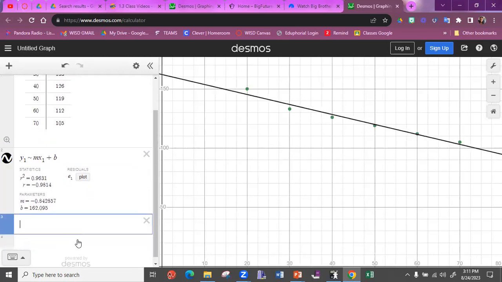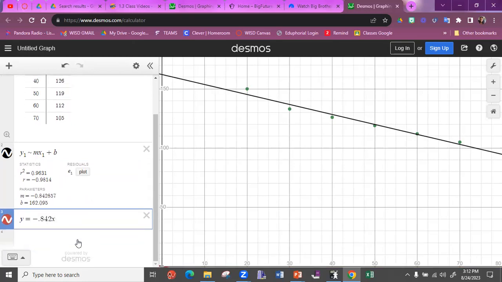Perfect. So from here, I can write my equation. So I'm going to write my equation in text box 3. We have y equals negative, and we're going to round to the nearest thousandths for this one. 0.842x plus 162.95. Oh, well, it should be 3 because that 8 rounds the 2 up to a 3. Just a little. All right, so I'm going to pause here, check, come around, make sure we're all okay at this.